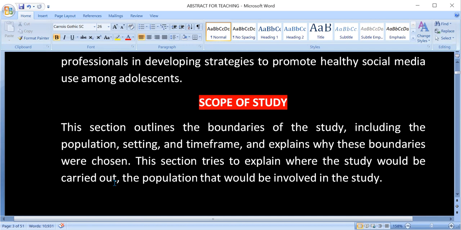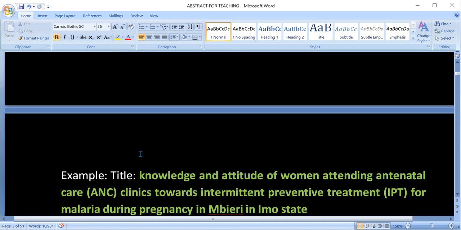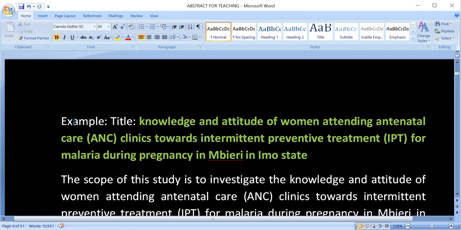Okay, then tell us the time frame. This is a survey that, at a minimum of 6 months, the results need to be out. Okay, so that's what the scope of study is. Tell us where the research is being carried out, what population, and why. Okay, let's take for example the knowledge and attitude of women attending antenatal care clinics who attend preventive treatment for malaria during pregnancy in Imo State.